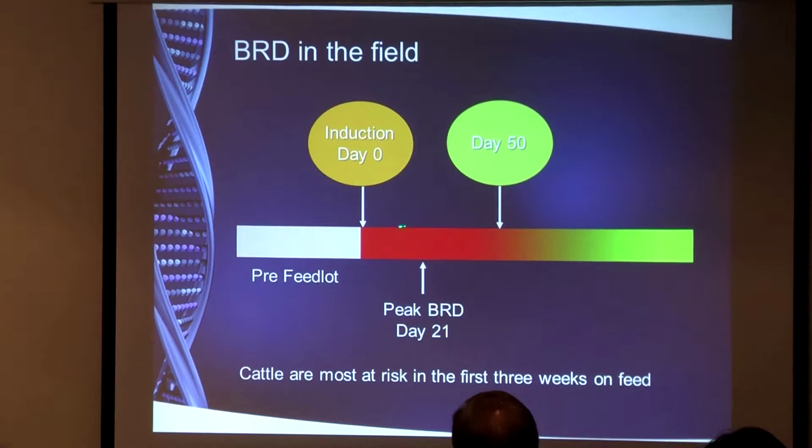As I said, the first 21 days is that critical time point. After that, things start to settle down, and certainly by day 50 on feed, we don't see much BRD. You'll see here I have in grey the pre-feedlot area, and this used to be a black box. We knew there were things that influenced cattle getting BRD in that time, but up until very recently we didn't know what those things were. My group's been working on turning that from a black box into a grey box, but that's another 7-year story.